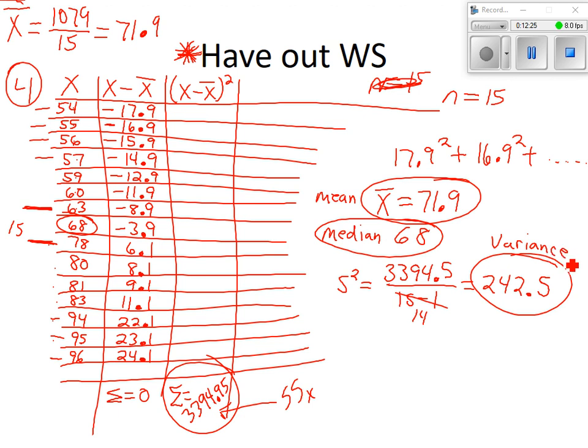How do we find the standard deviation, which is just s? Take the square root of that. So take the square root of 242.5. It's 15.57. So we'll say 15.6. That's our standard deviation.